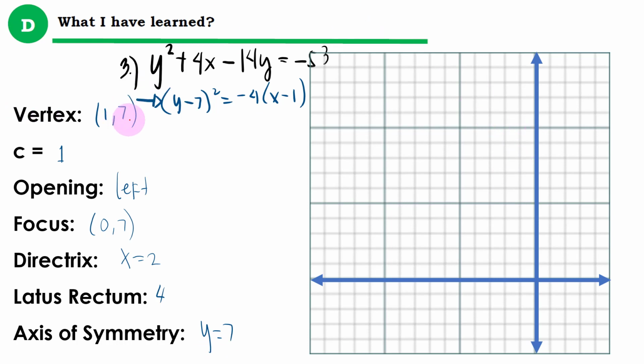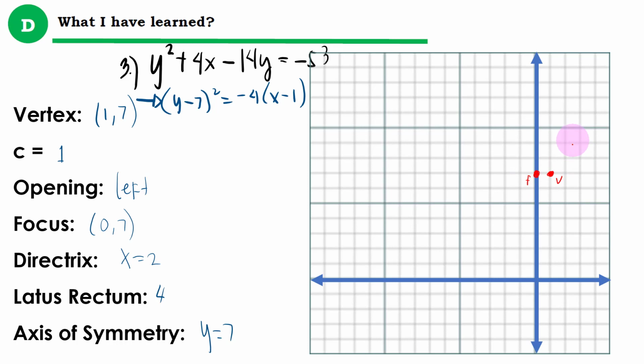Y equals 7, 1, 7. So, ito yung ating vertex. Since it is opening to the left, ang ating focus is at 0, 7. Kasi 1 unit lang. 0, 7. Opens to the left dito. 1, 7. Ay, baliktad pala. Sorry. 1, 7. Nandito yung ating vertex. Okay? Tapos, yung ating focus is at 0, 7.